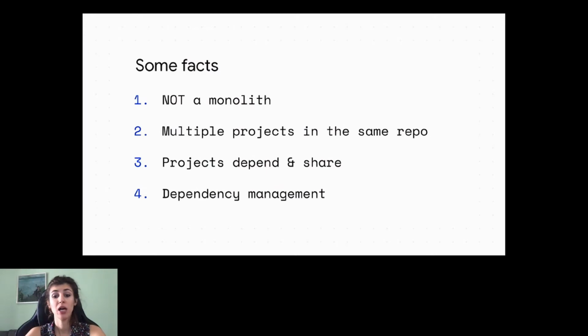However, it does mean that there are multiple projects in the same repository. And this is good because you can manage your dependencies. Projects can depend on each other so they can share code. For example, think that you have a front application and a backend application in the same repository that share a common UI component. You can do that with Nx in the monorepo.